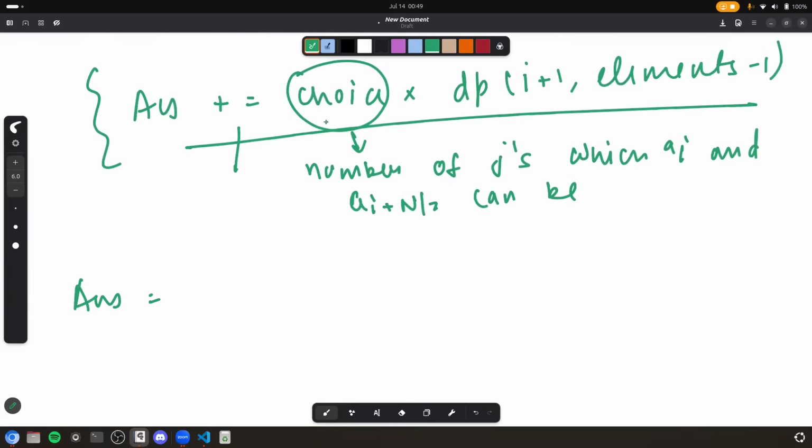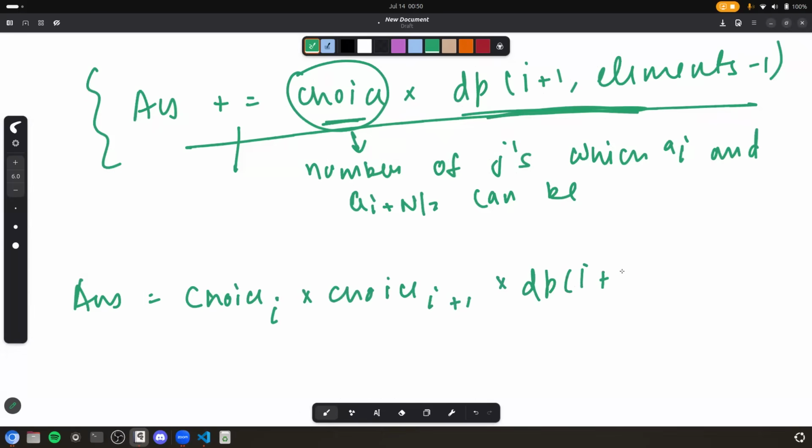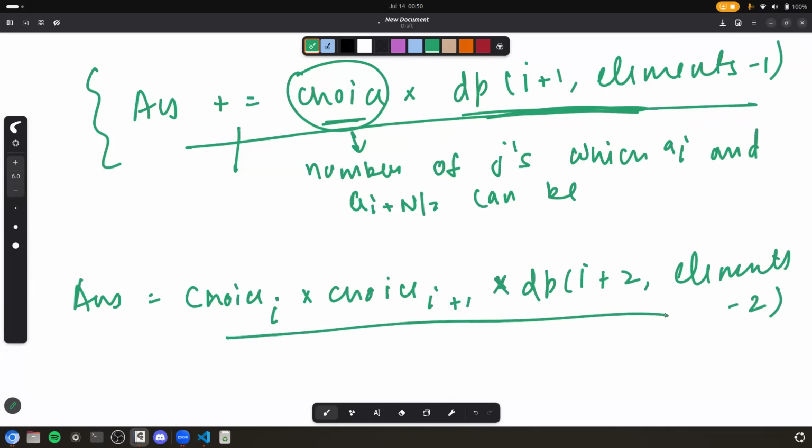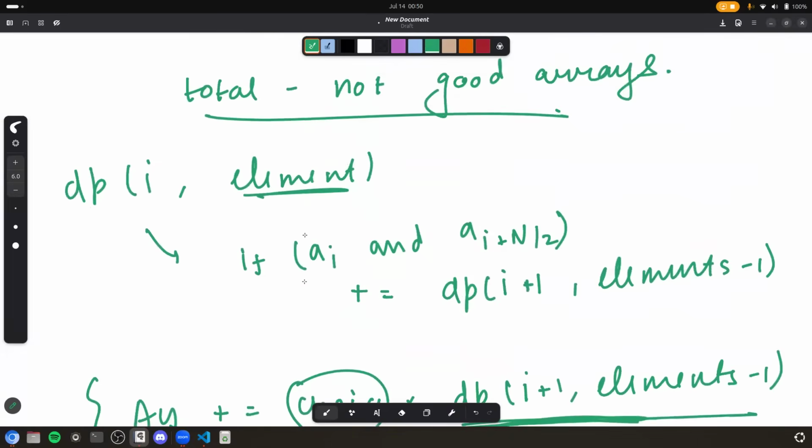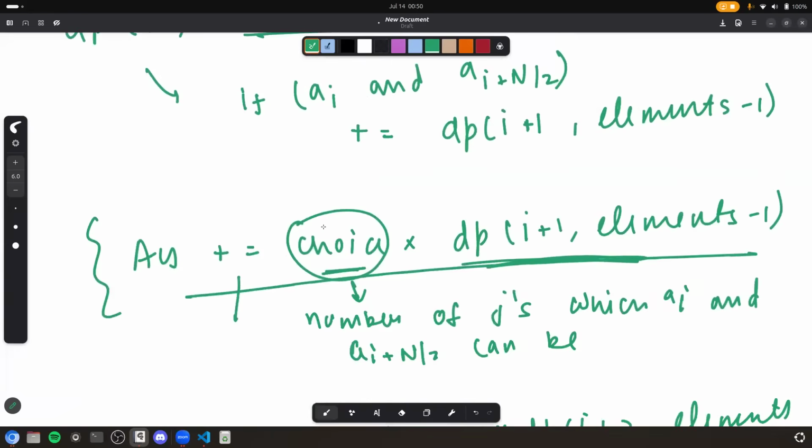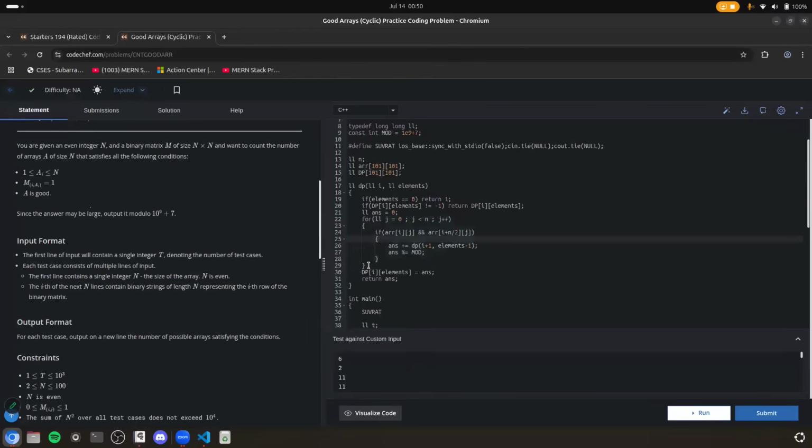Let's just denote this as choice of I. And then again, this would become choice of I plus 1. And then again, we'll have dp of I plus 2 comma elements minus 1, minus 2, it would have been that till that time. So we'll just form this chain and we'll get the final answer as C1 into C2 into C3 till Cn by 2. I just did it this way because it happened in the contest. So that's how I did it.